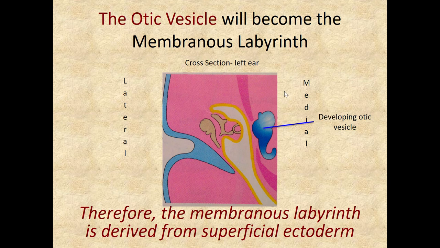Now, this otic vesicle is going to become the membranous labyrinth of the inner ear. So when you learn the histology of the ear, and you were learning about the sensory receptors that are in the cochlea and the sensory receptors in the utricle and saccule for vestibular functions, you were learning about the tissues that came from this otic vesicle, that came from this surface ectoderm.